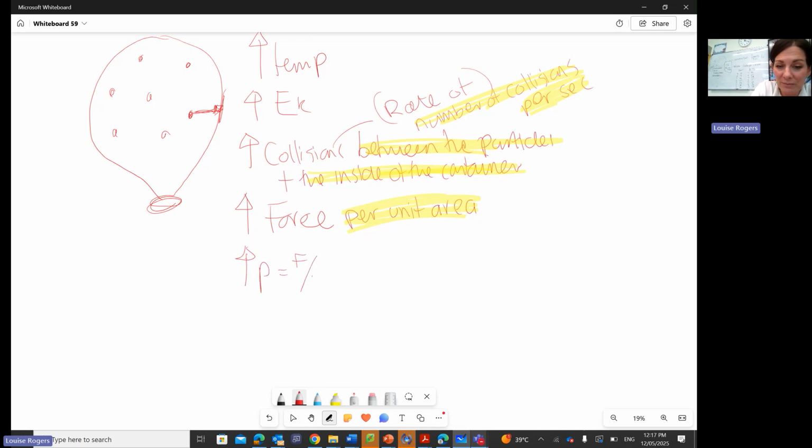So if I have an increase in force, then I have an increase in pressure, because pressure equals force divided by area. But remember, if I have an increase in force and it causes an increase in pressure, well, that's only going to cause an increase in pressure if the area stays the same. So you've got to say that bit as well.